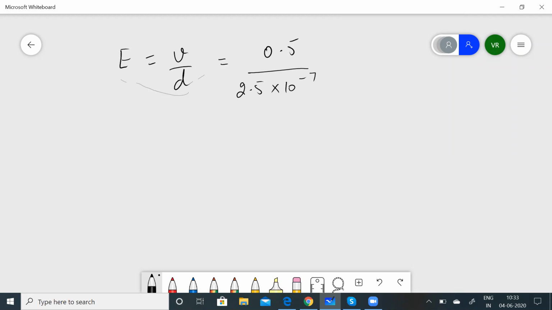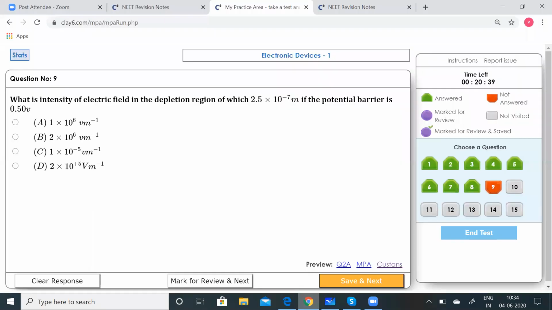which is nothing but, when this goes up, it will become 0.5 or half. Yeah, 2 into 10 to the power of 6 volts per meter. So that is now going to be the value. Let's see which option is correct. Yeah, B option is correct.